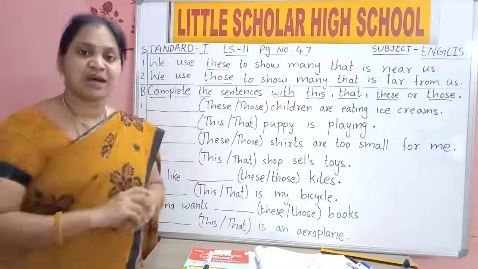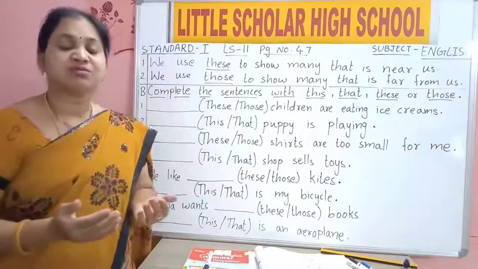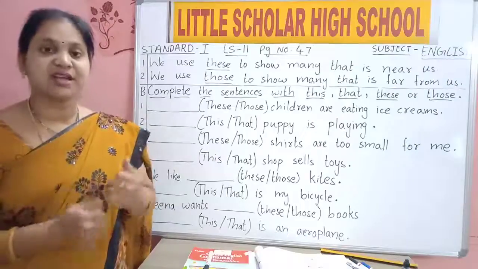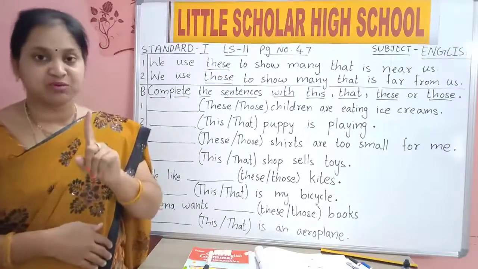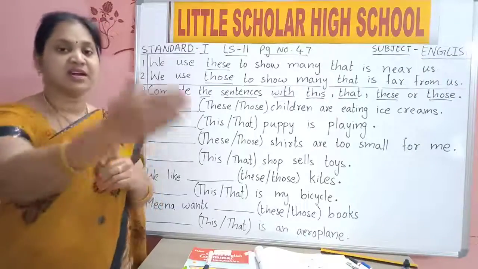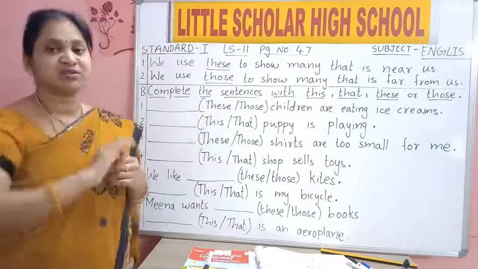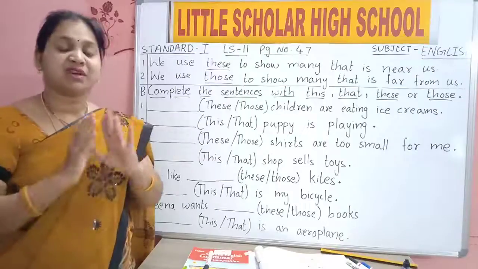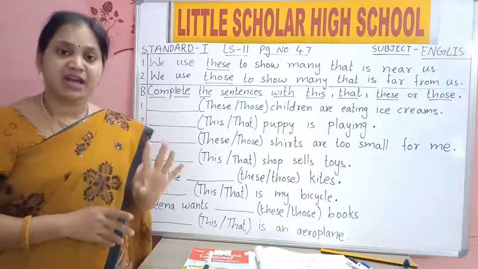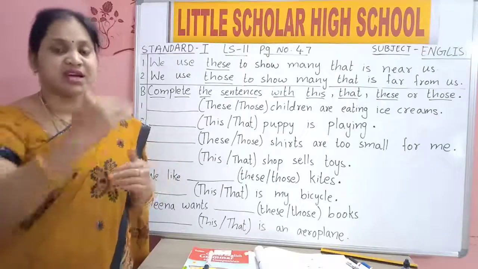This is my bag. That is your bag. So this is used for the things which are near to us, and when we are talking about only one. This means which is near to us, that means which is far from us. When we are talking about only one thing, one animal, we use this and that.